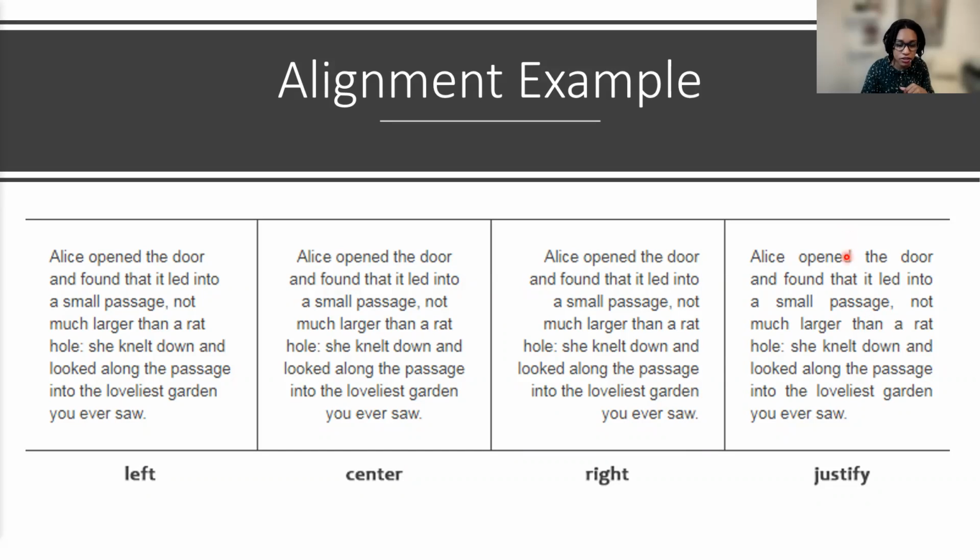And then justify is equal on both sides. It lines up equally to the left and the right margins. Many newspapers and magazines actually use justification to create those nice little columns that you see that are all in a line, all in a row.